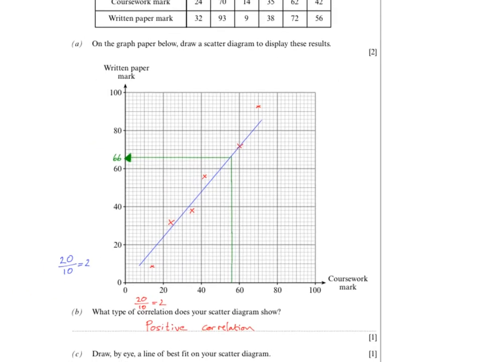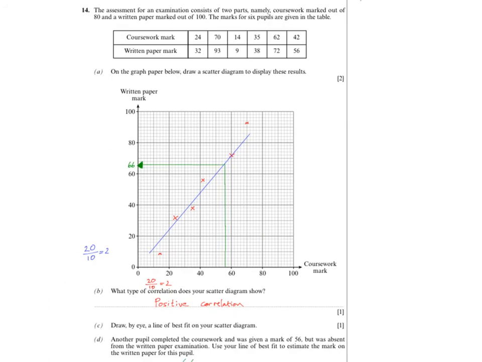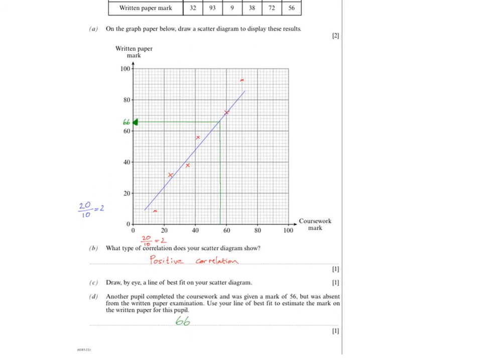Okay? So what I try to do is draw my blue line. That line doesn't need to go through 0, 0. If it does, it's just a coincidence. And then I read off at 56. I drew a line up till I hit my line of best fit, and I got 66. Now, I may lose a mark for my line of best fit, but as long as I've gone up from 56 and read off that value correctly, I will get the mark there for the next bit. So they may penalise my line of best fit there and give me 0, but they may give me 1 there.